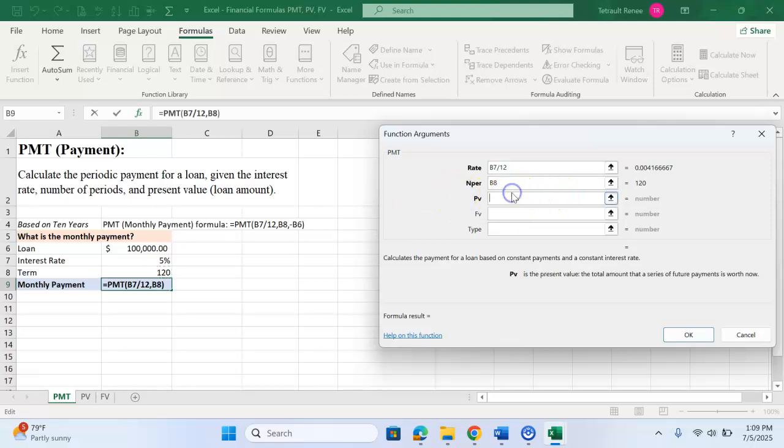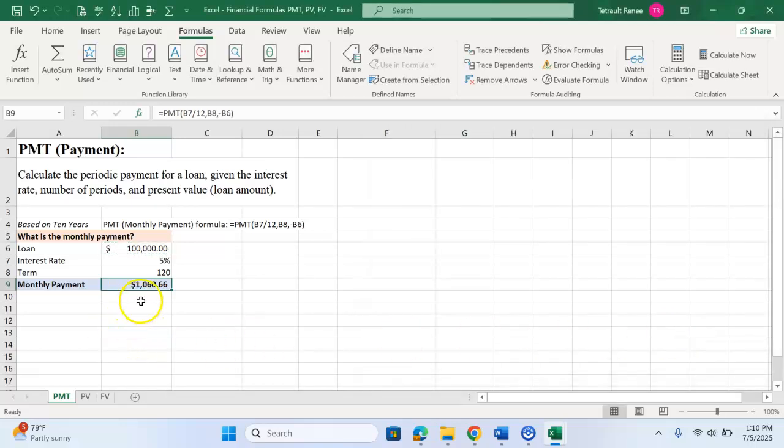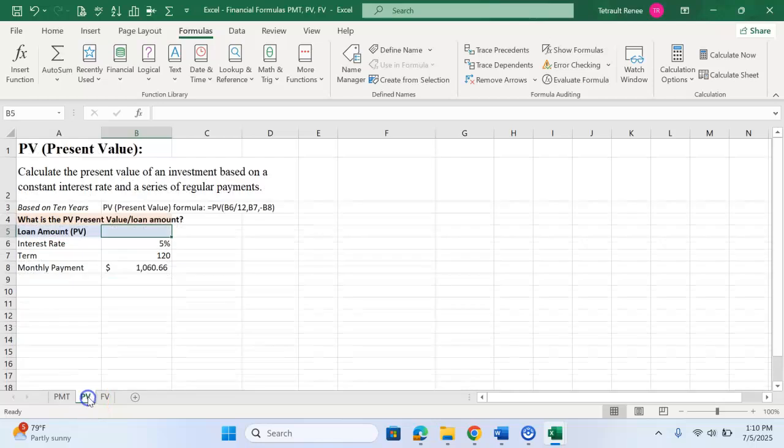The term is 120, so you don't have to type in 12 times 10. That's already in there. And then the principal, the present value of the loan, with a minus so it's not in red, is the loan amount. And I can see that it's $1,060 monthly payments. So now go to present value.